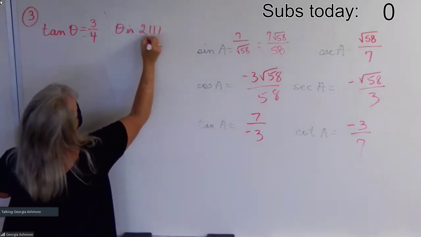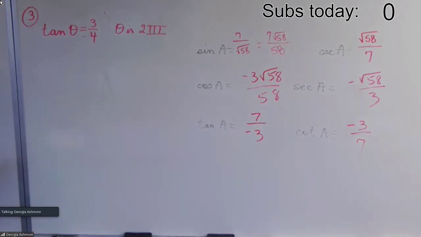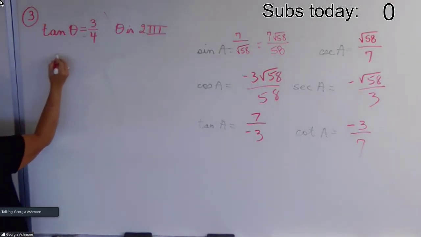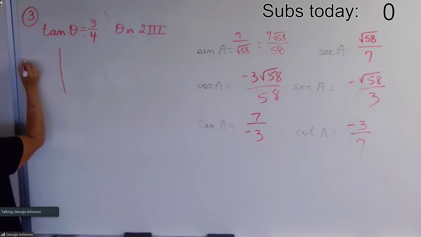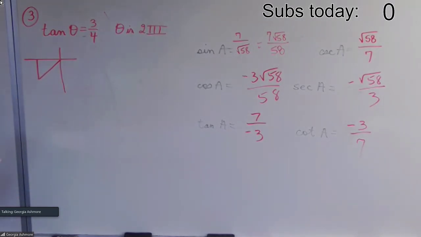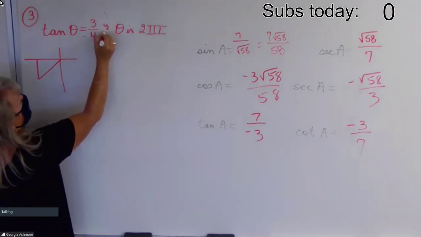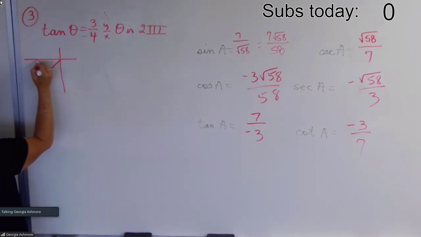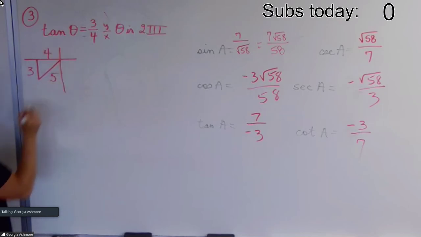Now the other side, y'all speak up if you can't see something. All right, looking at this, theta is in quadrant 3. I'm going to draw a picture. I did not have to, but I kind of like pictures. And my tan is y over x. So that tells me to make that vertical line 3, the horizontal line 4, and this is a 3-4-5 triangle.